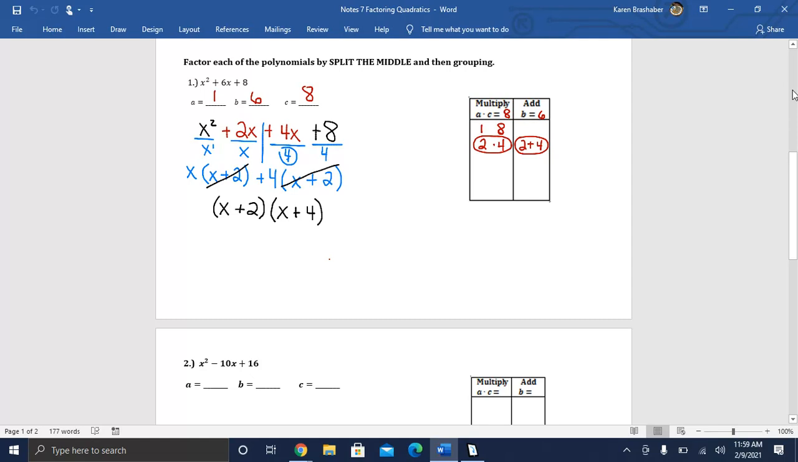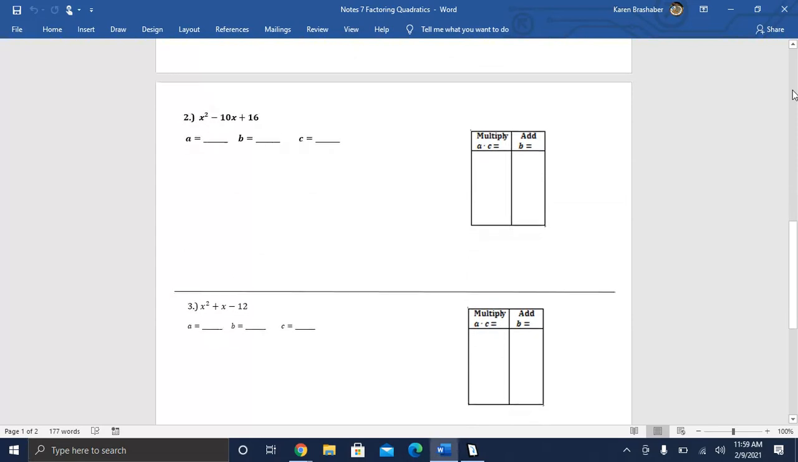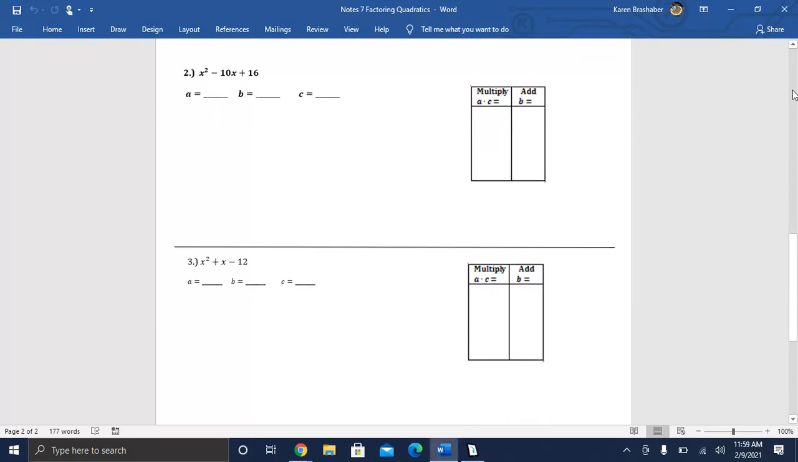Looking at example number 2, this should be on the back of your papers. So in example number 2, we have the trinomial x squared minus 10x plus 16. So once again, we can try to determine if we could divide everything by something. I usually try to think of 2 or 3, but that x squared cannot be divided by any number, and our 16 cannot be divided by an x. So we have no common factor, and we need to move on to identifying our a, b, and c.